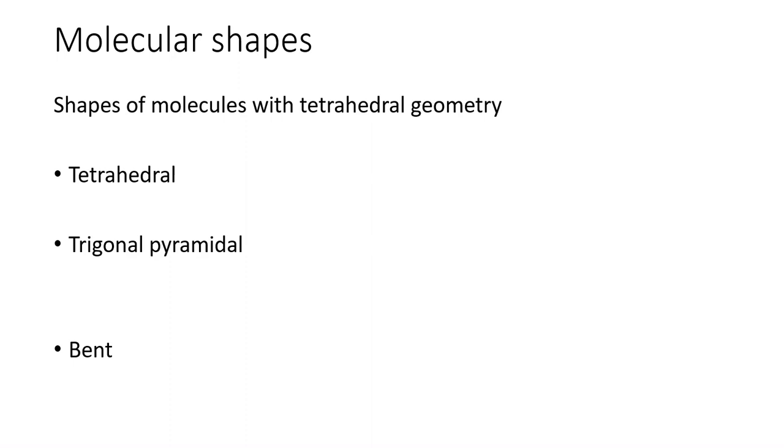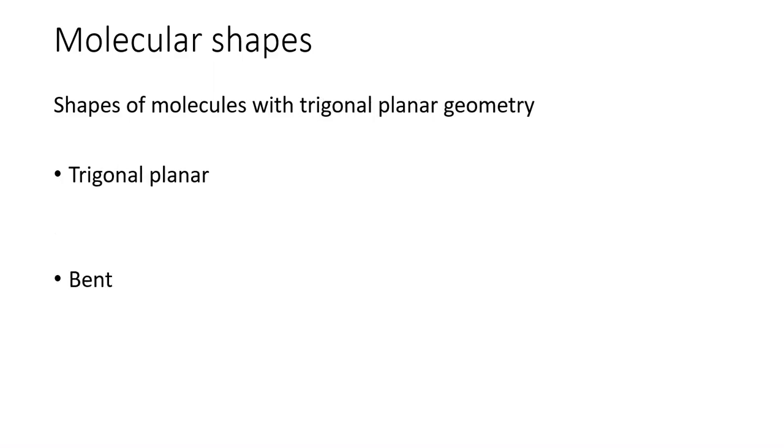Shapes of molecules in a tetrahedral. We said that tetrahedral has three shapes, which are tetrahedral itself, trigonal pyramidal, and bent. We did the same thing for trigonal planar, which has two shapes: trigonal planar and bent.